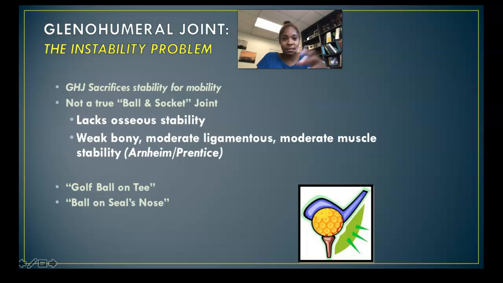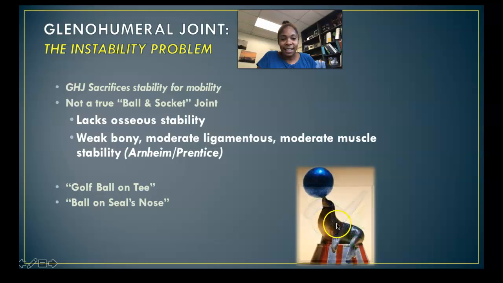So we can look at the golf ball and the tee, and we can say the tee is going to be that glenoid fossa, right? And then the golf ball is going to be the humeral head. So we can see already that the glenoid fossa isn't large enough to cup the humeral head and create that osseous or bony stability.